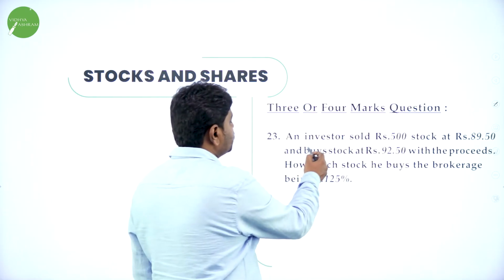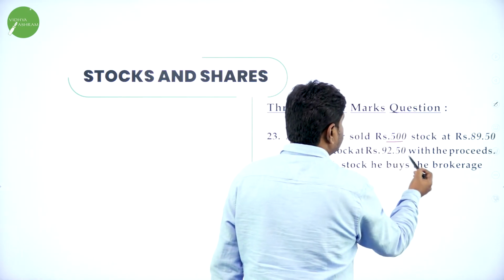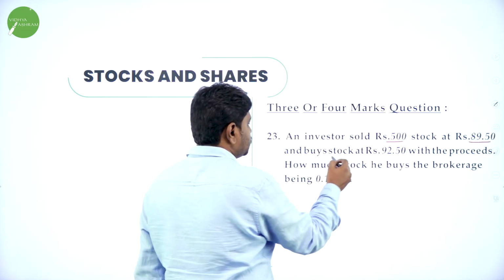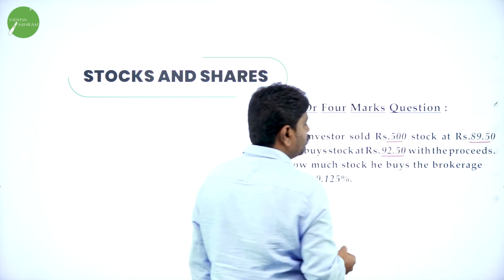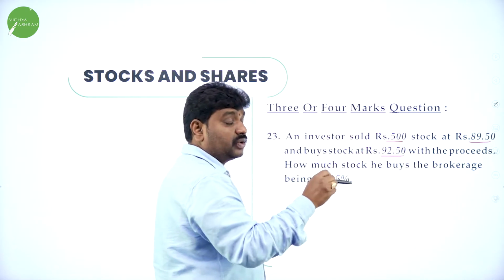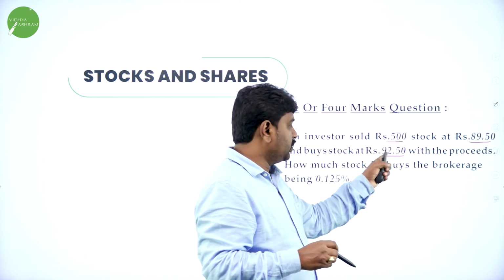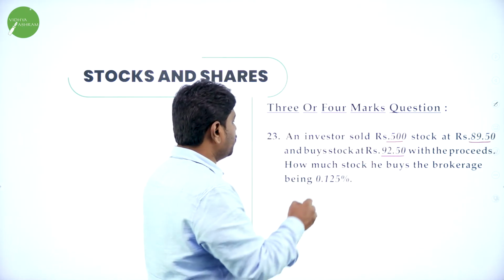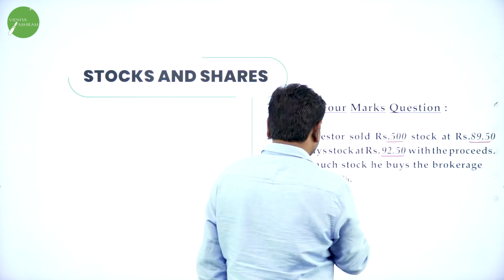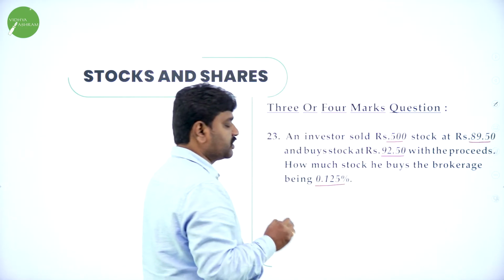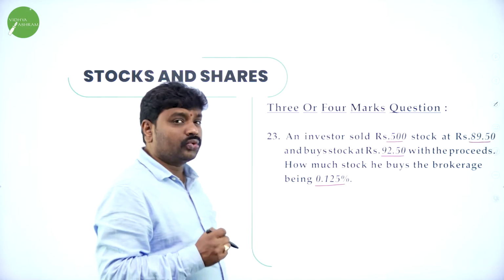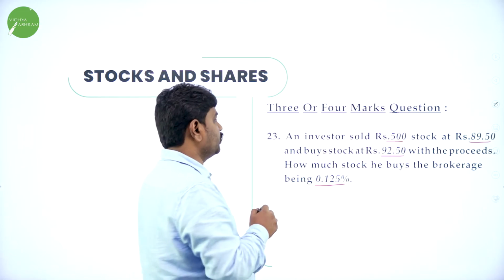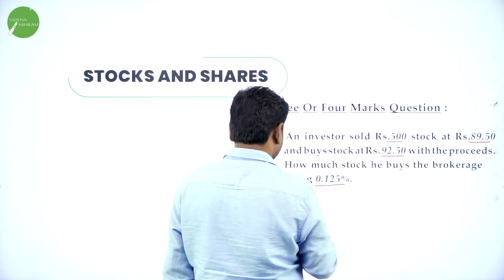Next, an investor sold rupees 500 stock at 89.50 and buys stock at 92.50 with the proceeds. Means with the money, whatever he gets in the first case, he'll use to take stock at 92.50. How much stock he buys if the brokerage is 0.125%. So now we have to calculate the stock worth what he purchased. To do that, first we'll assume the cost. First we'll calculate the cost price.